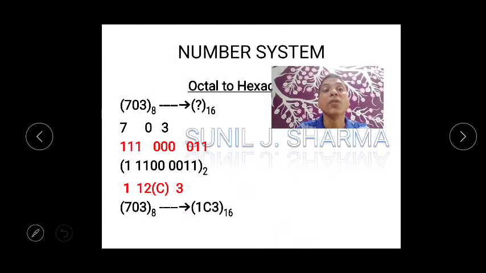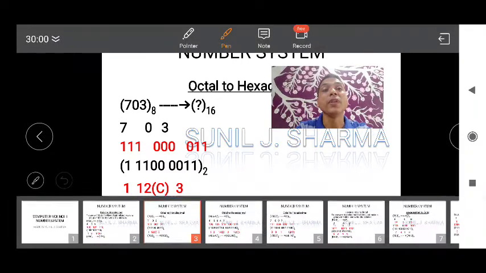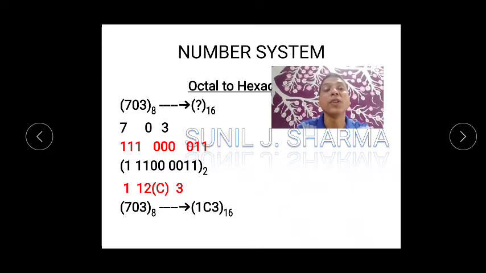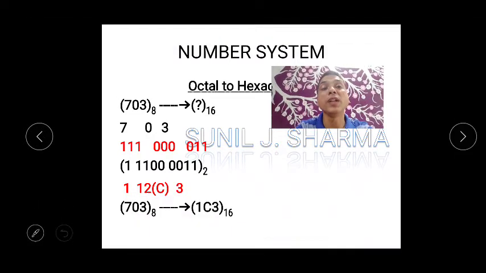Now 7 has to be written in binary. 0 has to be written 3 times, 0, 0, 0. 3 has to be written 0, 1, 1. Then you have to make a group of 4. I hope you can easily see that the group of 4 is like this, and you get the same numbers.